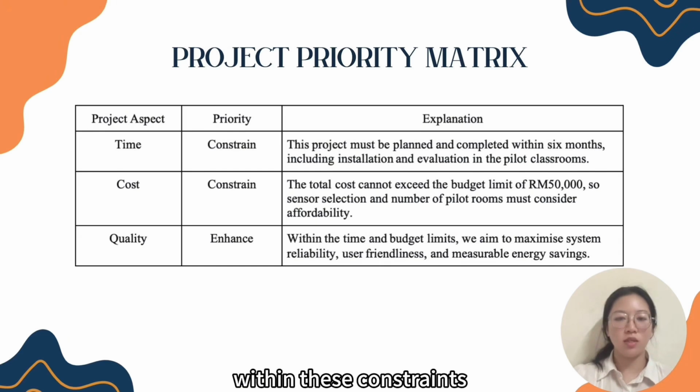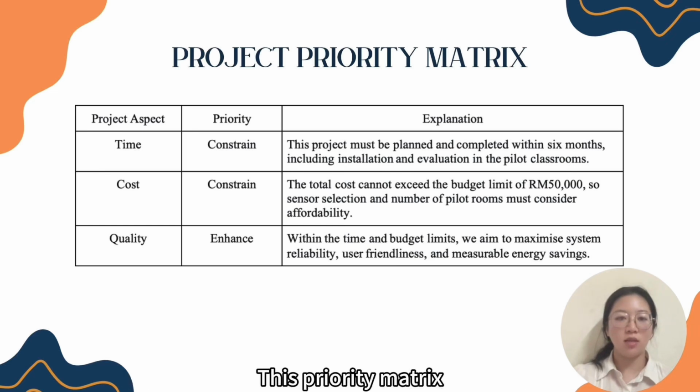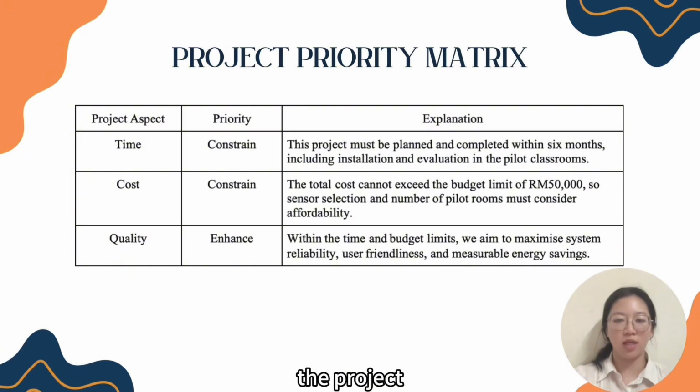Within these constraints, our main priority is quality. We aim to enhance system reliability, user-friendliness, and measurable energy savings. These priorities help us balance flexibility and impact throughout the project.